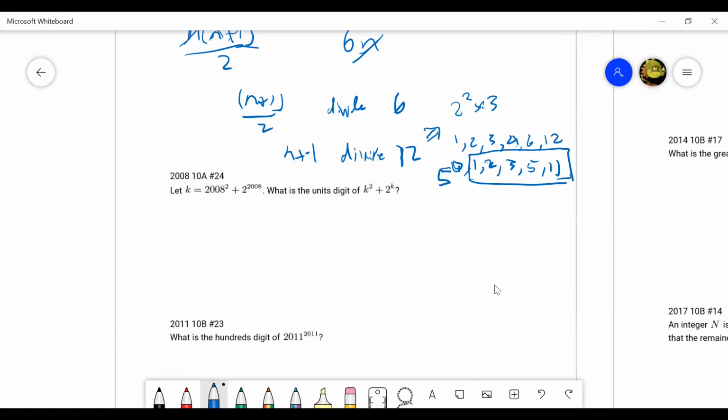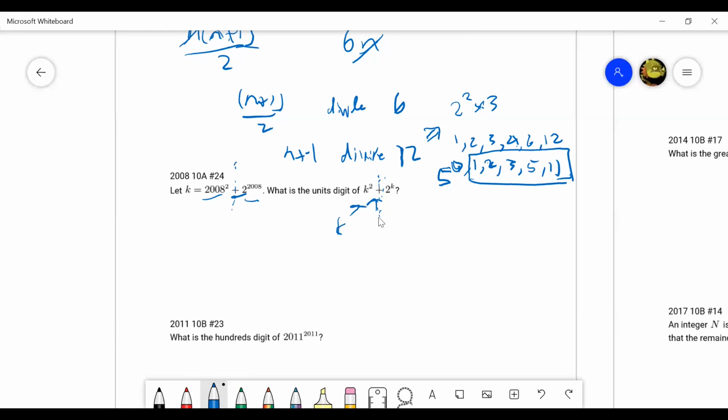And since we have a plus sign, we can just split k up first into just 2008 squared and 2 to the 2008, and we can address both sides separately. And now if we look at what we're asked for, you can also split it up into k squared and 2 to the k. Since you're just adding them, you can find the unit digit separately and just add them to get the final unit digit.